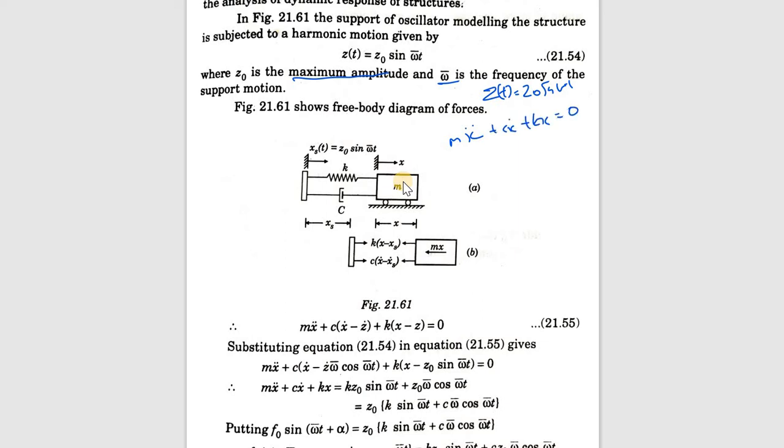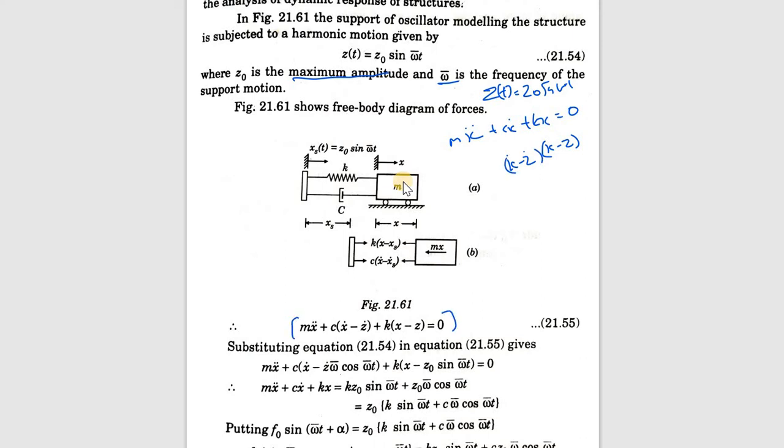Is equal to 0. So here in support motion there is no force. That's the reason why. Now here, what is the change? The change is that here there is a motion. That is, the acceleration will be there, but the displacement will be, instead of x, it will be x minus z. Then x dot will be x dot minus z dot. So that will be the change. So this is our equation.